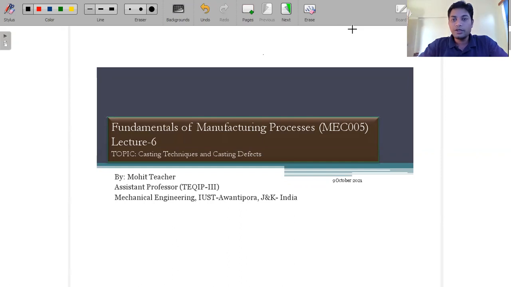So today, in lecture number 6, we are going to discuss the different types of casting techniques. I will just brief you about some of the casting techniques, not everything, because as I mentioned previously, I am only taking the parts which are important to you. I am not going into that much detail because you are not mechanical engineering students.